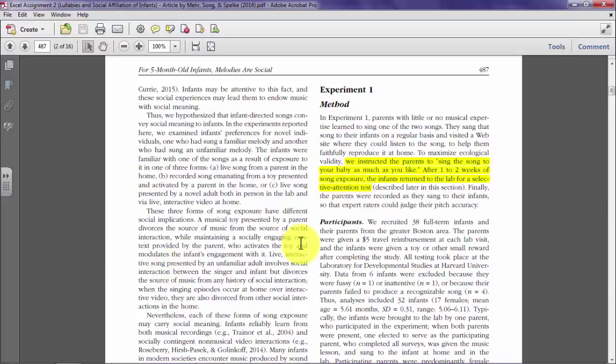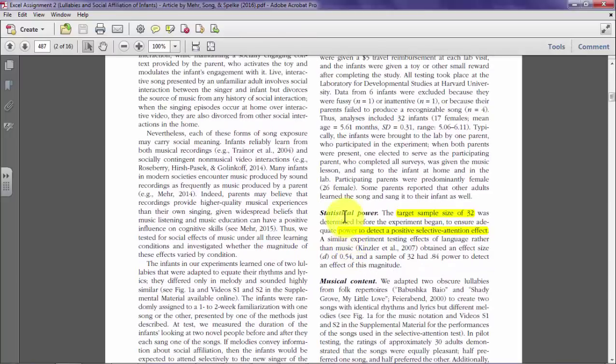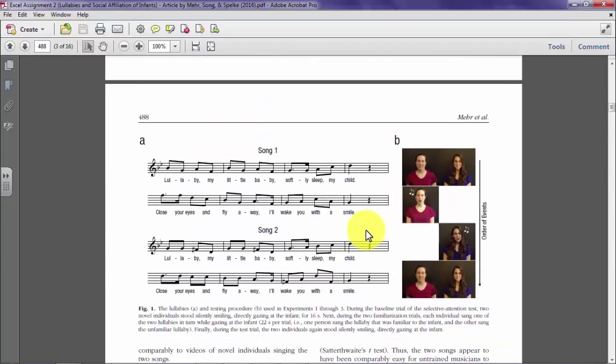You can read more about the method where they actually made sure that they had pitch and the right tone and that they were practicing and that they were actually doing what they were supposed to do. So you look here, there's a little section on statistical power, and I only bring this up because we've talked about type 2 error in class. And remember, type 2 error is when you don't get a significant effect, and chances are it's because you didn't have a sufficient sample size or you didn't have sufficient power to detect that effect. So you'll see that before they did the study, they did a power analysis to find out they needed at least 32 participants in the study to have the power to detect a positive selective attention effect. So they're trying to avoid type 2 error there.